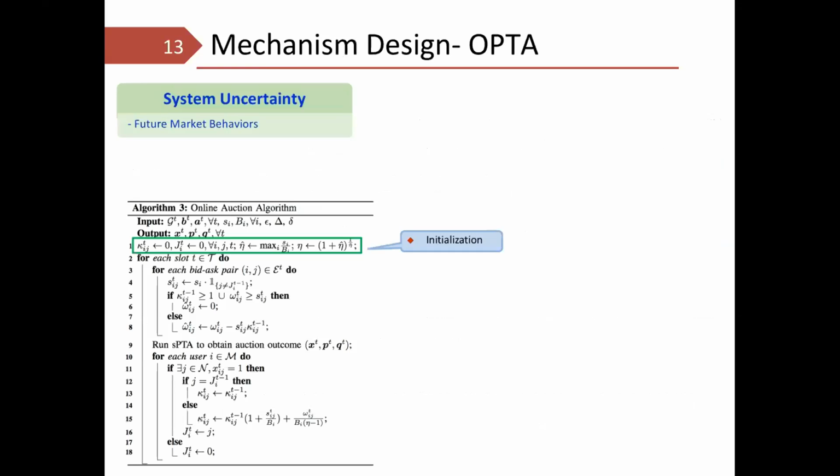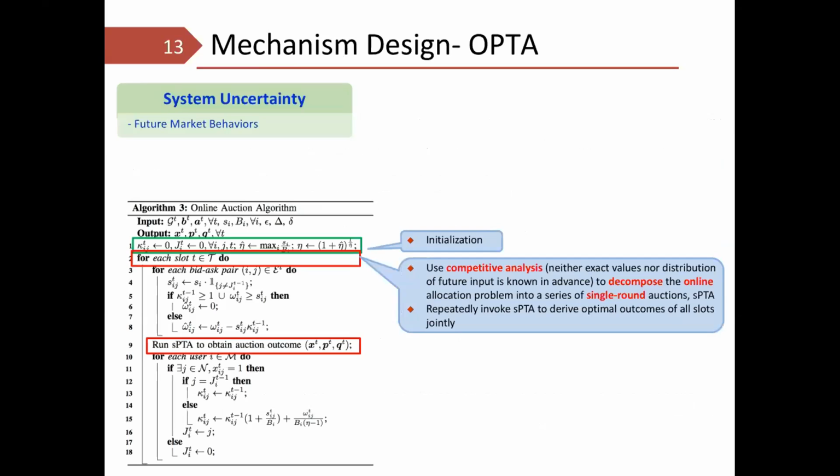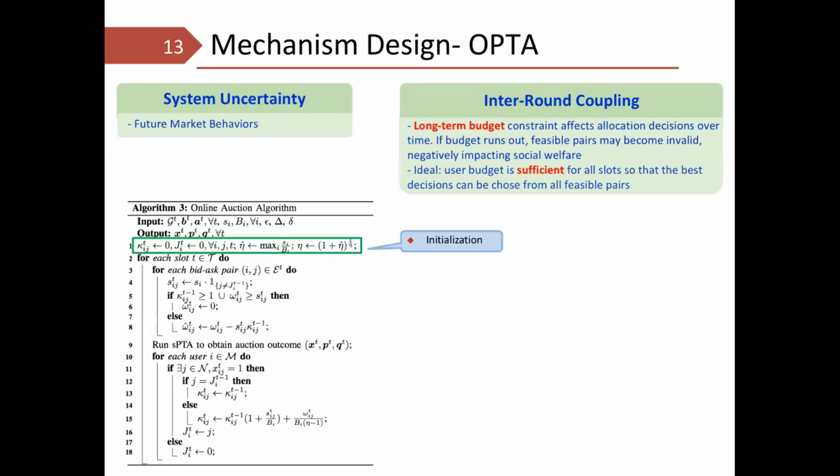Given system uncertainty in future market behaviors, competitive analysis is designed to decompose the online auction problem into a series of single-round auctions. Here, SPTA is repeatedly invoked to derive the optimal outcome of all slots jointly. And the long-term energy budget constraint affects allocation decisions over time. If a user's budget runs out, some feasible pairs may become invalid. In this case, it can only be served by the current server and cannot be switched to other cost-effective ones. This negatively impacts the social welfare.